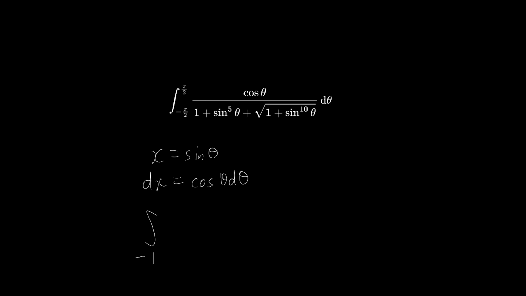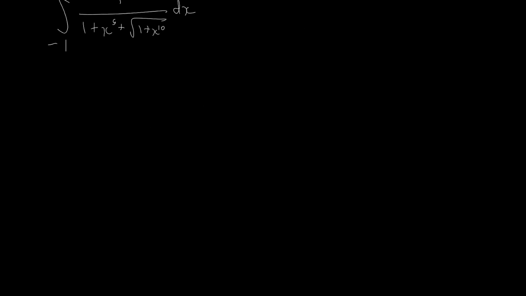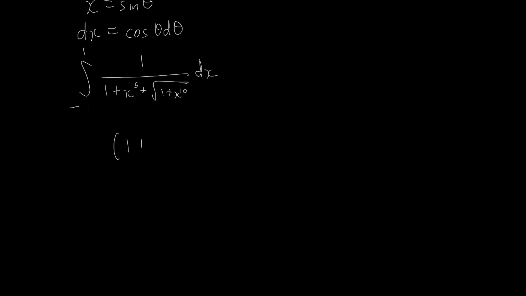So after doing the substitution, we get minus 1 and 1 as our new bounds, 1 on the numerator, and then 1 plus x to the 5 plus square root 1 plus x to the 10 on the denominator. Now, what we're going to do is consider the following product: 1 plus square root 1 plus x to the 10 plus x to the 5, and 1 plus square root 1 plus x to the 10 minus x to the 5.